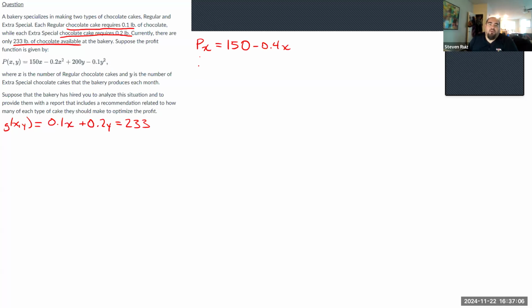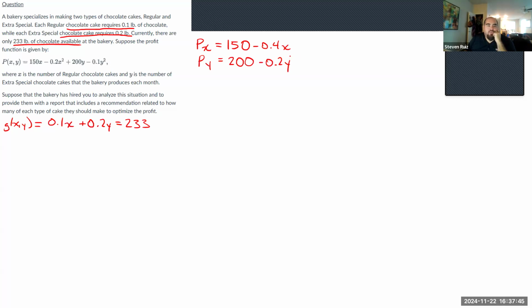All right, so what's the partial with respect to Y? For a very similar reason, the first two terms vanish, because they don't have anything to do with Y. They don't vary with respect to Y, so those derivatives are zero. But for 200Y, the derivative with respect to Y is 200. The derivative of negative 0.1 Y squared is negative 0.2 Y.